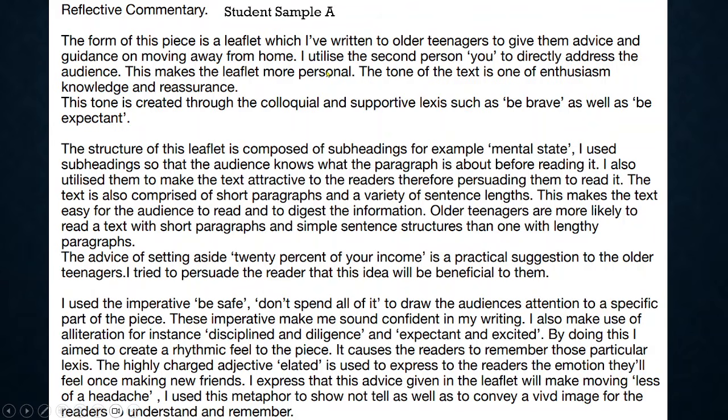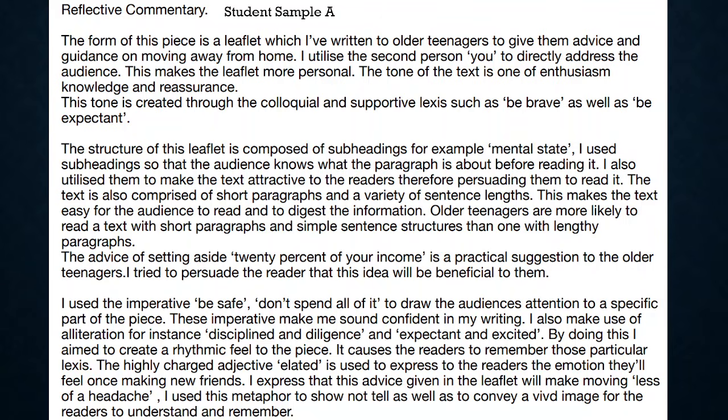Okay, the purpose of directly addressing the audience. The effect is that it makes the leaflet more personal. That is how you are writing. You're writing in that first person, which can be difficult. And you're writing positively about what you have done and how you have shown it, how you have achieved the effect, thinking about the question.